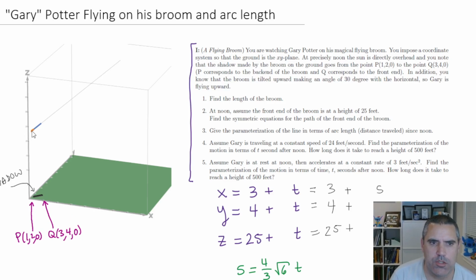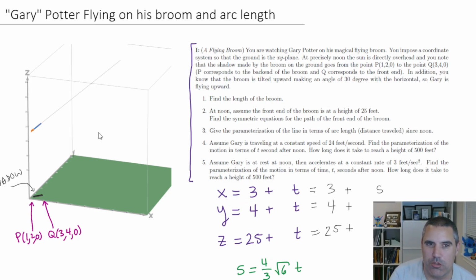Okay, so the question was based off of the fact that you know the shadow and that you know this is a 30-degree up angle, and you know the front of the broomstick is at a height of 25, can you find the equation of the line? So I was trying to make it an applied question. Here we have Gary Potter sitting on here. Happens to have a little scar on his head. He's riding on that. Okay, so curious if you want me to do that and study this.